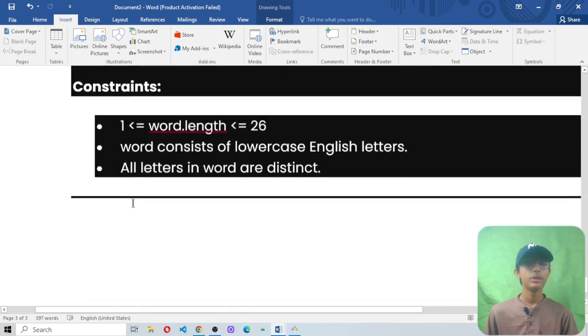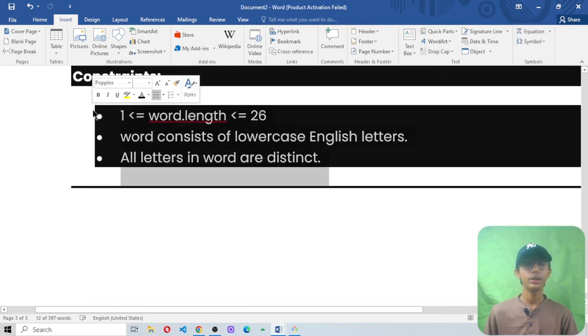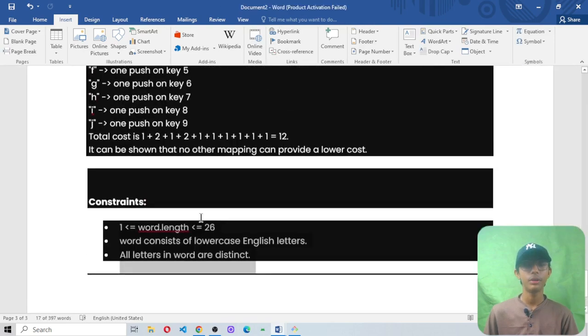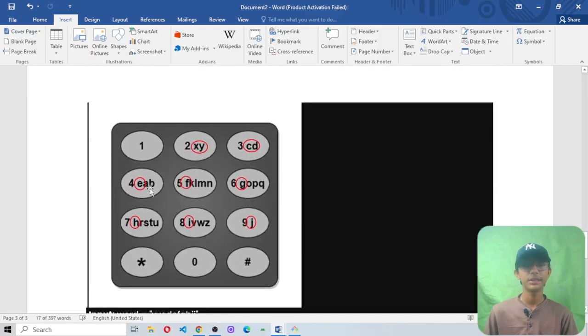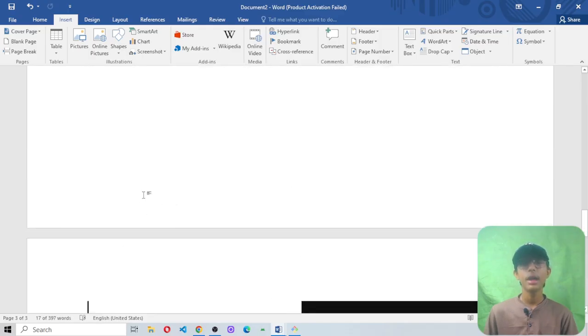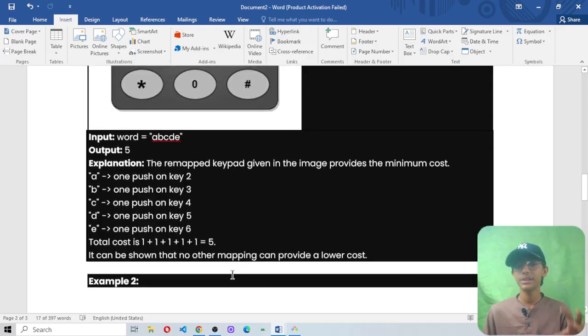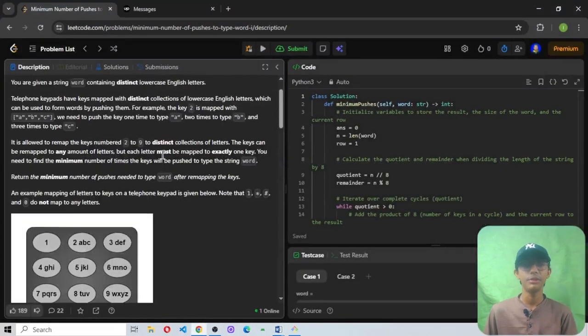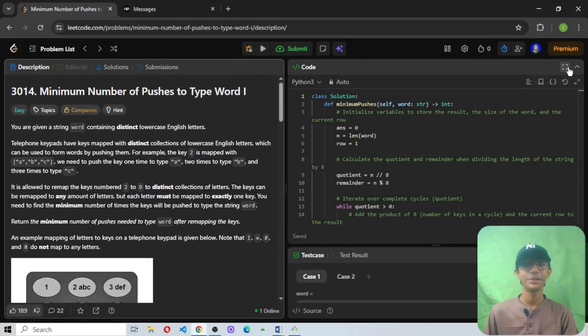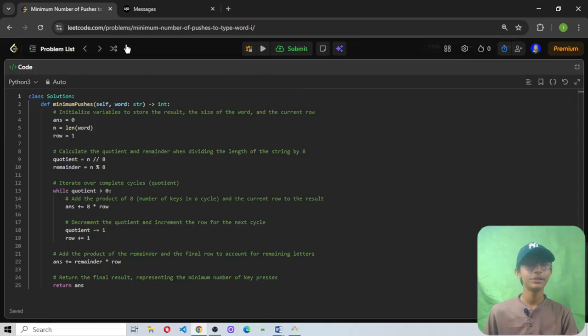Simple. So there are three constraints that would also be included in today's question, but we do not see any constraints. So it is working like this. I understand this question, so I will solve it easily, and it is also an easy question. So let's try to solve it in Python 3.